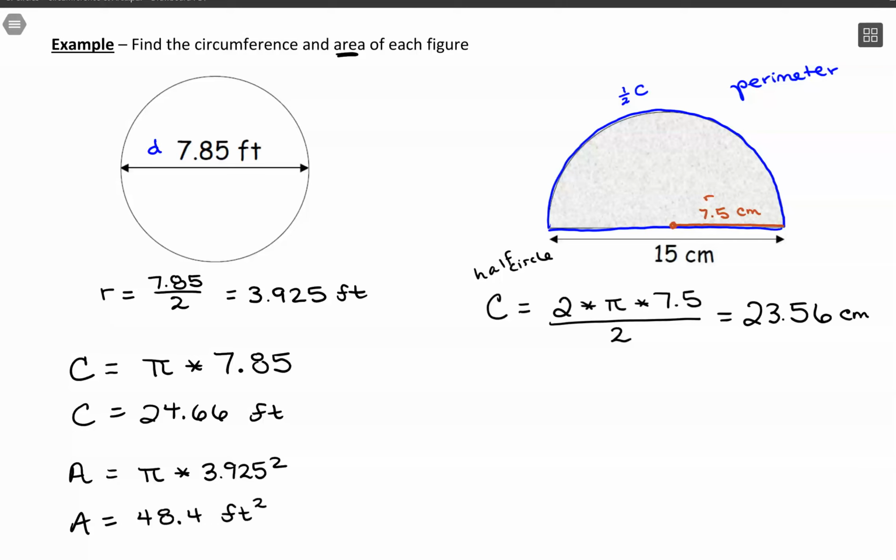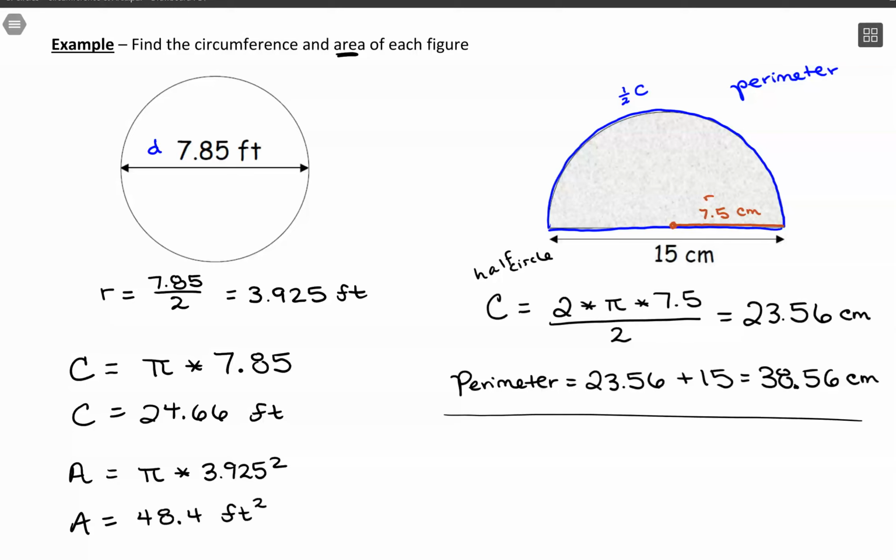and then centimeters. So if I'm looking for perimeter though with this shape overall, I would have that circumference of the half circle, so 23.56, but I need to add on that 15 along the outside there. So that would be a 38.56 centimeters. So that would be the kind of circumference and perimeter part.